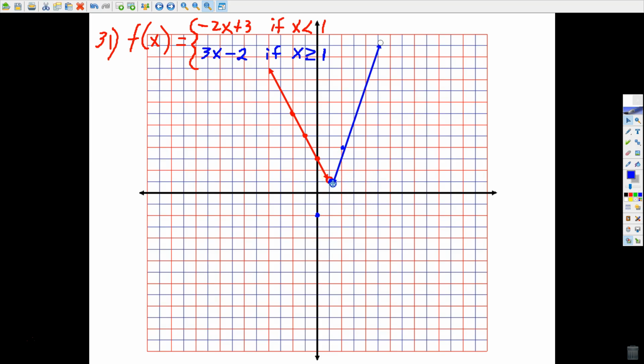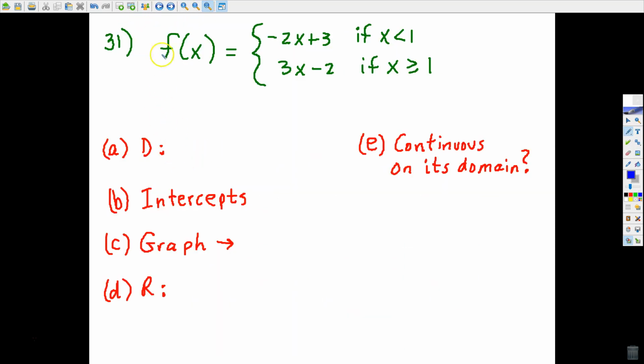And once again, that should be a solid circle because it says or equal to. So it really does make a V shape when you put the two together. All right, so now let's answer some questions.